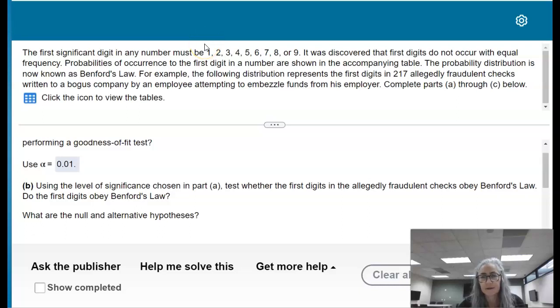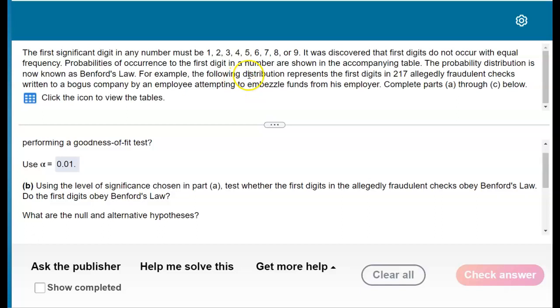Hi, this video is in response to a question from section 12.1 in our book. Question number 5, it's performing a goodness of fit test to determine if there is fraud for writing checks. So let's get into it.